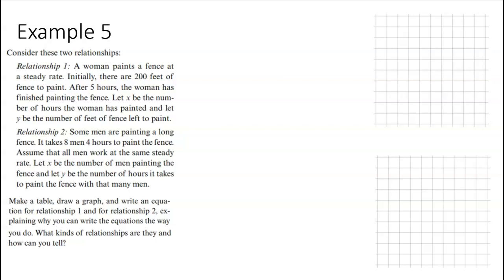So relationship 1: a woman paints a fence at a steady rate. Initially, there are 200 feet of fence to paint. After 5 hours, the woman has finished painting the fence. Let x be the number of hours the woman has painted, and y is the number of feet left to paint. That's important. All right, so at the beginning, there are 200 feet left to paint.